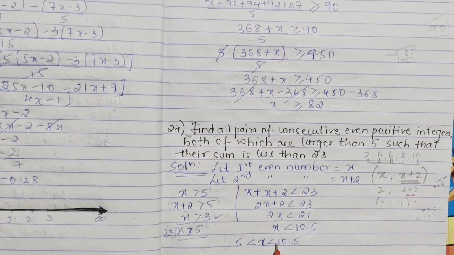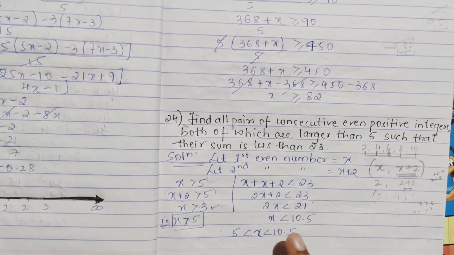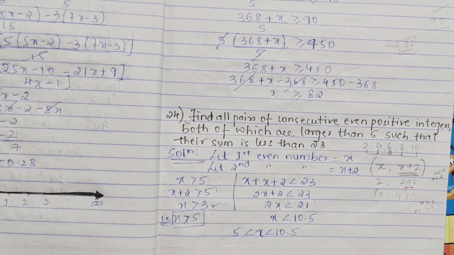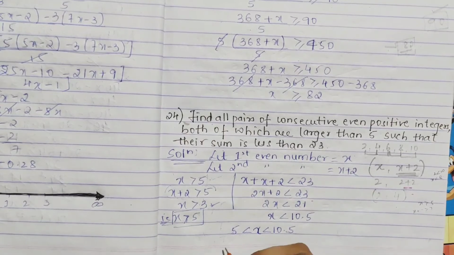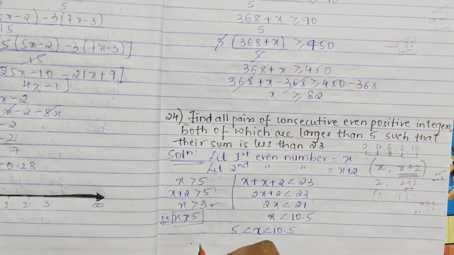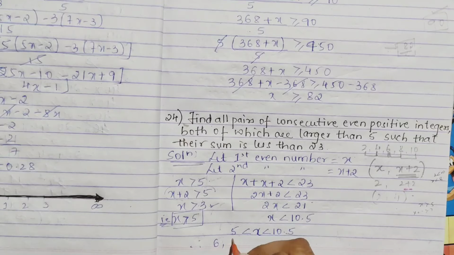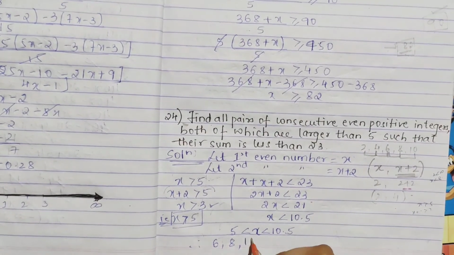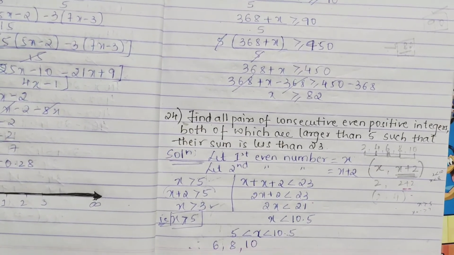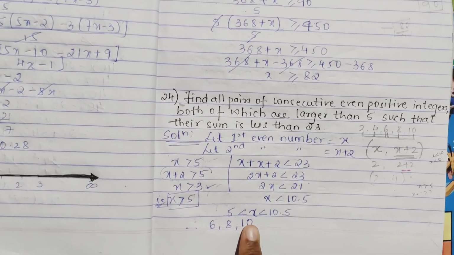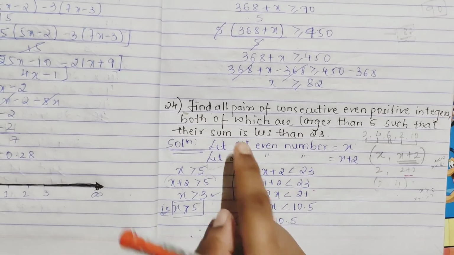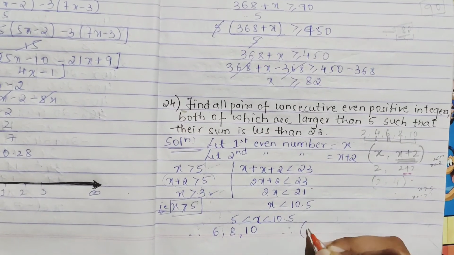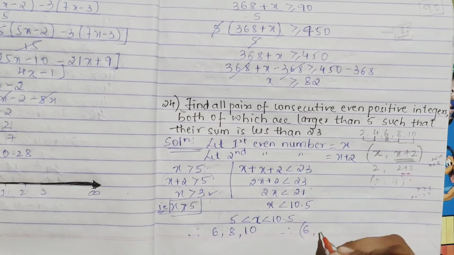So which are the numbers coming between your 5 and 10.5? They should be even positive integers. So it will be 6, 8, and even 10, you'll get 10 also, since it is less than 10.5. So 6, 8, 10 are the integers, but they are asking for pairs. Pair means x, x plus 2, right? So if it is 6, 6 plus 2 is 8.